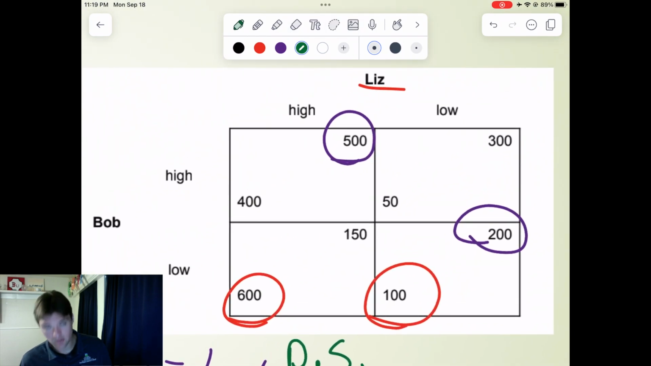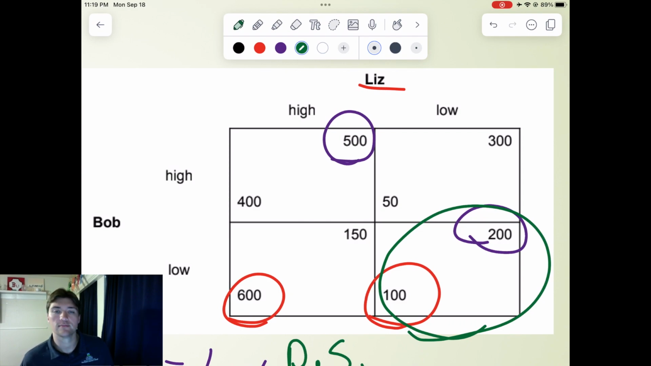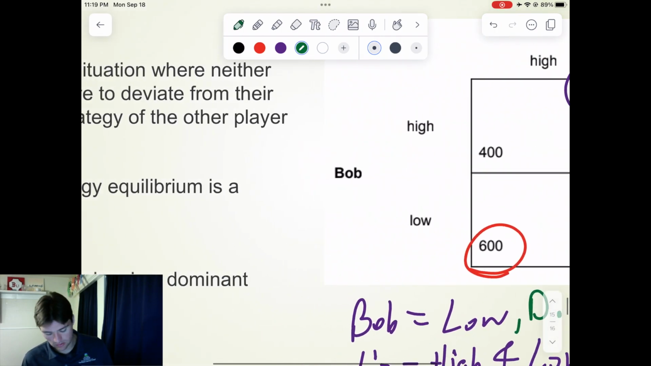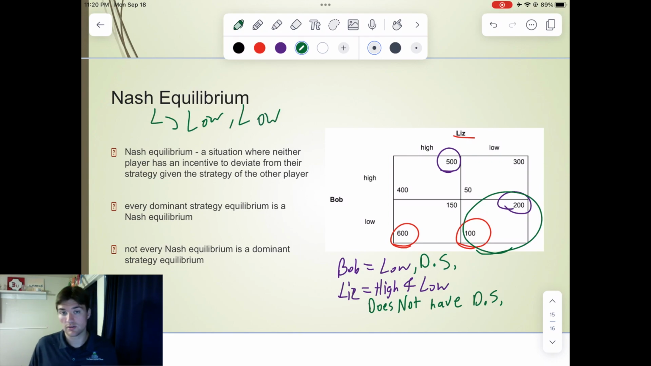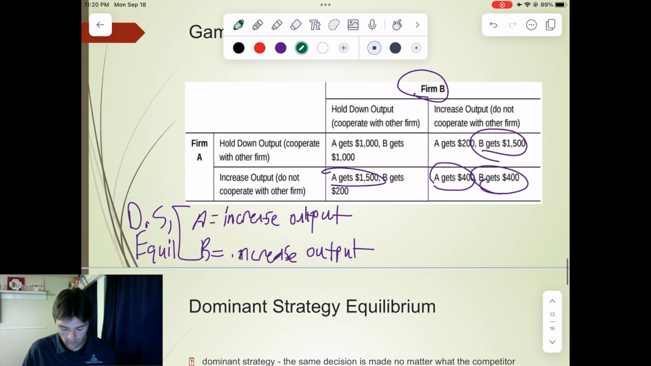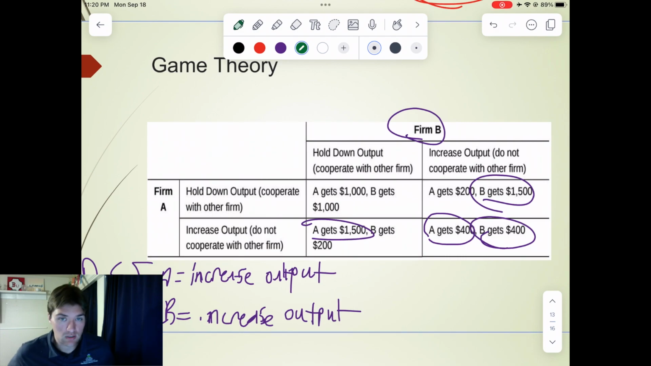But do we have an equilibrium? Do we have two circles in the same box? Yes. So therefore your equilibrium would be both choosing low. So that's your Nash equilibrium. Nash equilibrium is low, low. Because you still have those two circles next to each other. That's an equilibrium. Dominant strategy equilibrium is going to be where both players have a dominant strategy and you have an equilibrium. That's a dominant strategy equilibrium.